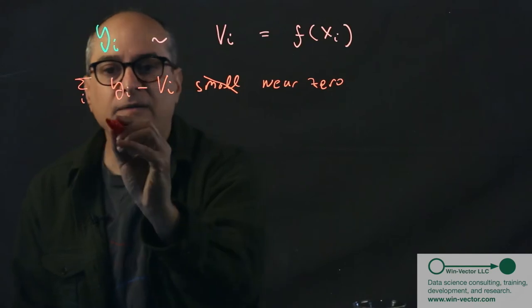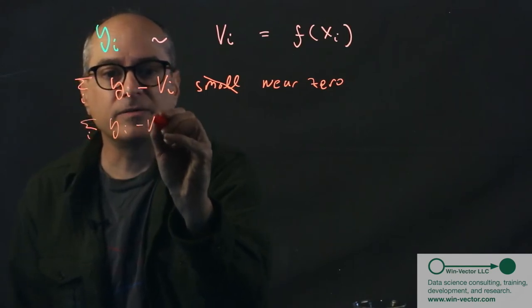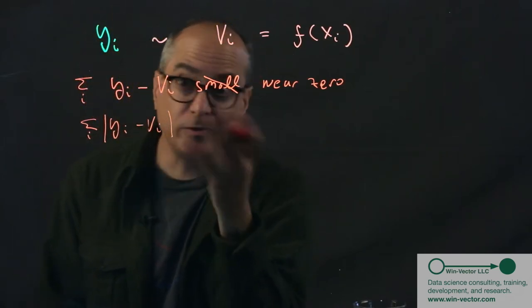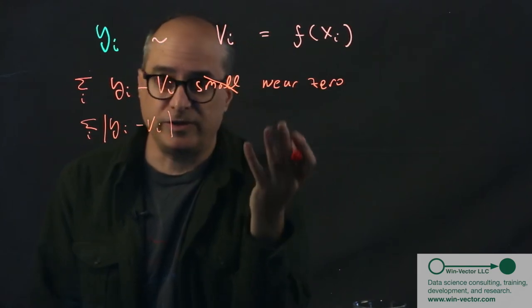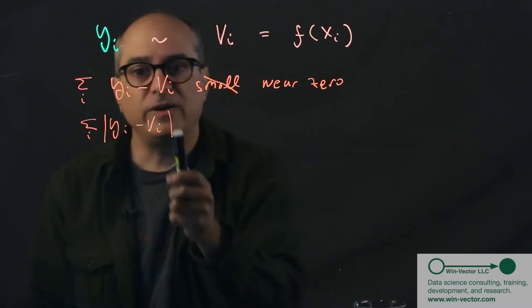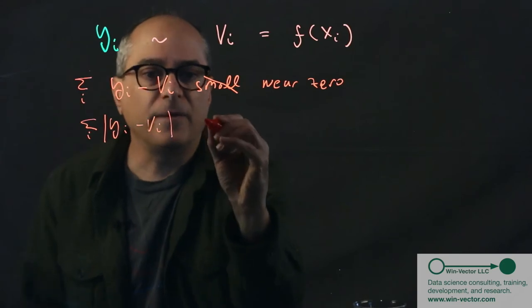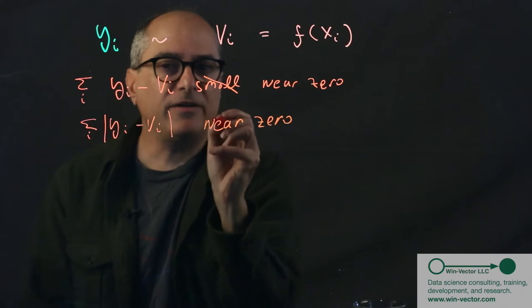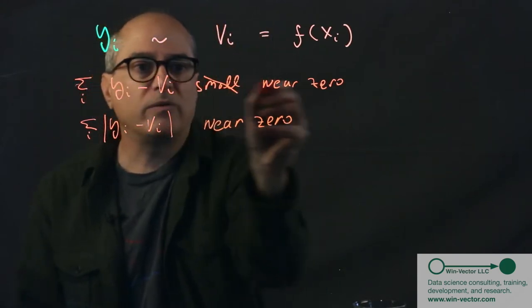Now, the obvious, in my mind, way to do that would be to take the absolute value. Absolute value, again, is just the function that removes the sign from a number. So absolute value of 3 is 3, absolute value of 0 is 0, and absolute value of negative 3 is, again, just positive 3. So now the errors cannot cancel. So this sum near 0 is tempting. However, I'm going to argue for technical reasons, this is not what we want to optimize.